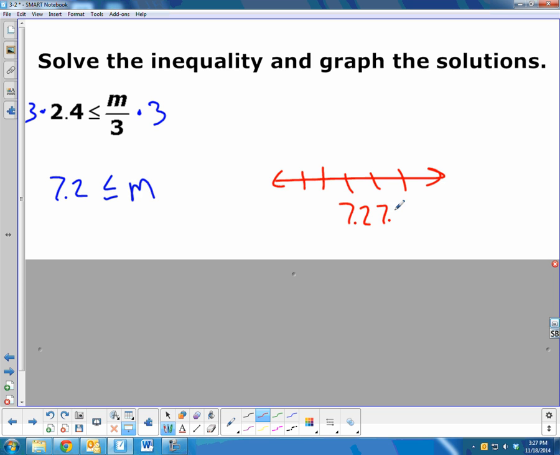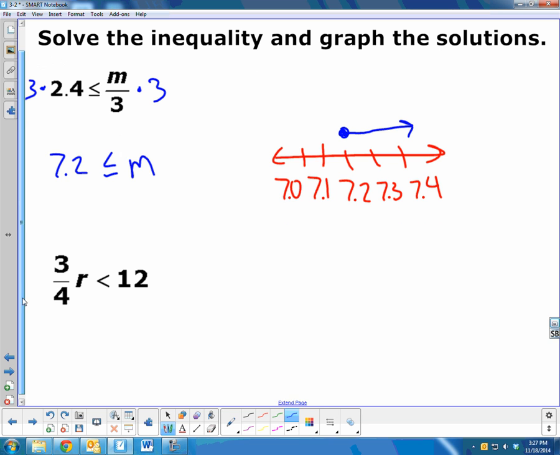And I'm going through these kind of quickly, but once you get in the swing of things, once you kind of start remembering how to solve equations, the inequality is almost the exact same. It's just a matter of putting it on the graph now. It's a closed-in circle because it's greater than or equal to. And so since 7.2 is less than or equal to m, I know that all my solutions will have to be greater than or equal to 7.2.